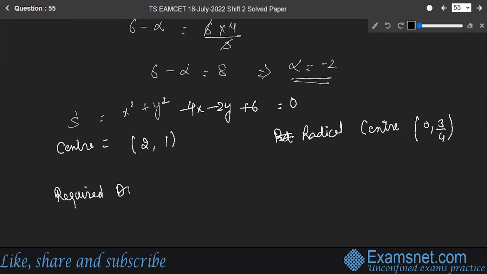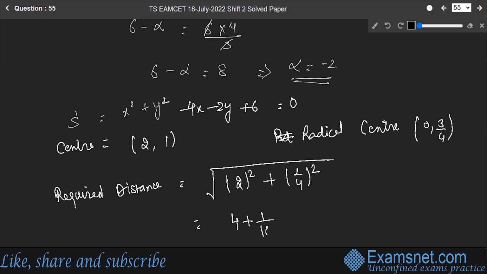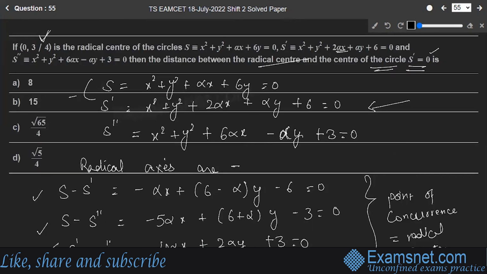So the required distance is given by the root of (2 minus 0) square plus (1 minus 3 by 4) square, that is 1 by 4 square. That gives you 4 plus 1 upon 16, which is equal to 65 upon 16, so the root is root of 65 upon 4. So this is the correct answer to the question, root of 65 upon 4, which is option C. So this is the correct answer.